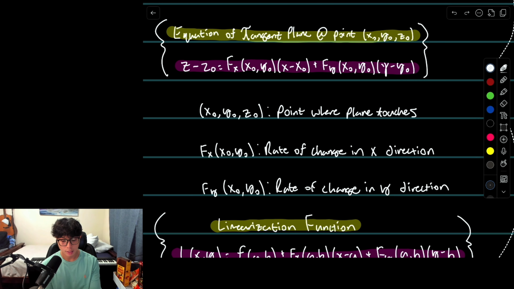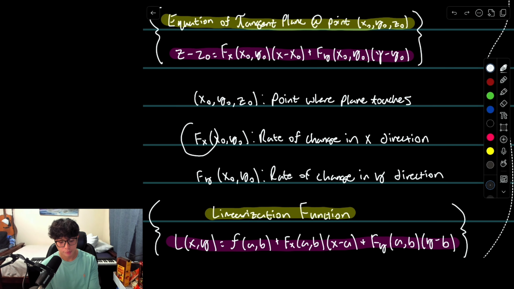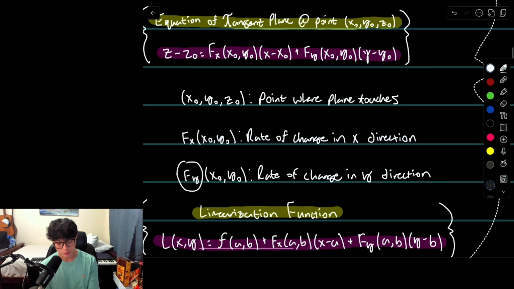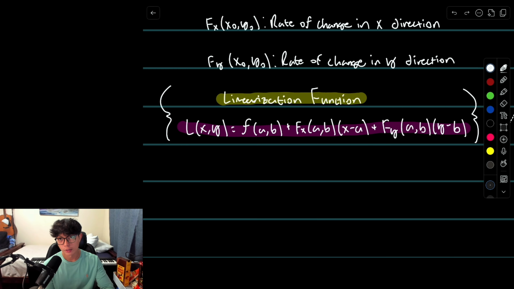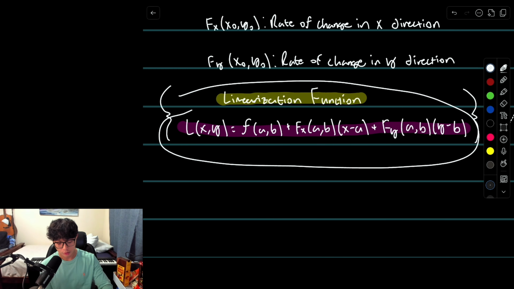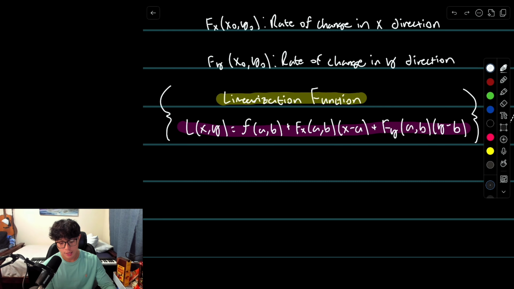Now as a reminder, (x0, y0, z0) is just the point where the plane touches, and the partial derivative of f with respect to x is just the rate of change in the x direction, and the partial derivative of f with respect to y is just the rate of change in the y direction. Now for the linearization part, which is given here, it looks super complicated, but once you get your tangent plane, this is extremely easy. So let's get into a problem.